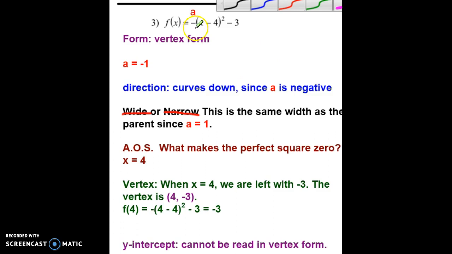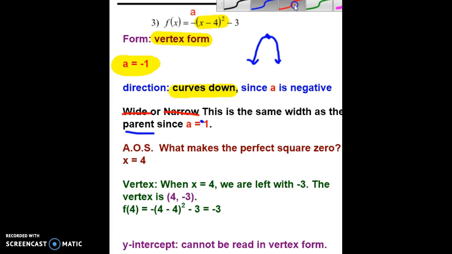In problem number 3, this is not an ABC form because look at my perfect square right here. I'm going to subtract 4. That is vertex form. My value of A is negative 1. That means it is going to curve down. So it is going to look like this. Curve down. I'm going to have a maximum value right here. So I have negative 1. So A is 1, so I am going to have the same width as the parent because I have negative 1.